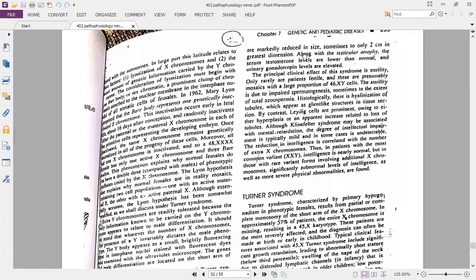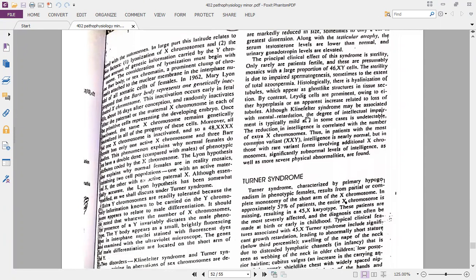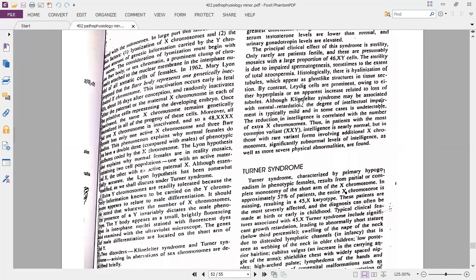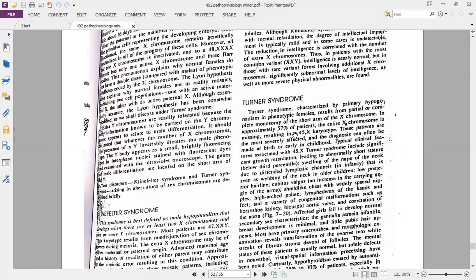The testis size will be very small as well, as small as 2 centimeters in the widest dimension. And this is called testicular atrophy. This is because of the limited amount of testosterone and because of that extra X chromosome. People with Klinefelter syndrome sometimes suffer from mental incapabilities as well, but mostly their intelligence is normal compared to other people, but they are sterile. Only rarely some people are fertile, but mostly these men are infertile and they are XXY. These are called Klinefelter's condition.